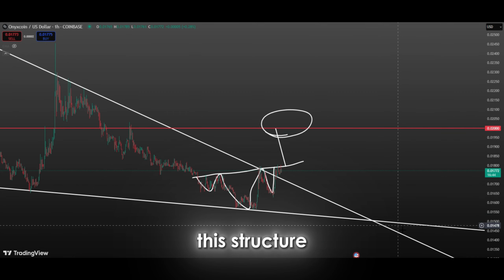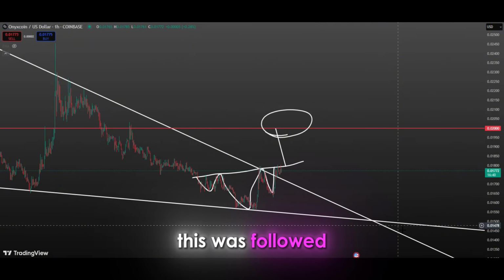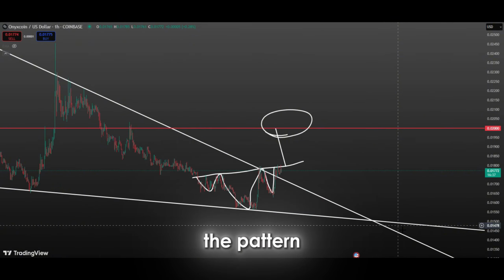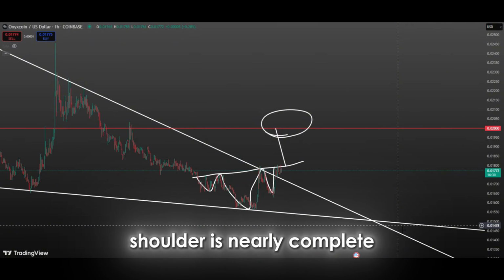In this structure, the price initially bounced back after a decline, forming the left shoulder. This was followed by a more pronounced drop, which created the head portion of the pattern. Then the price recovered again, forming a low that is not lower than the head. And now we can observe that the right shoulder is nearly complete.